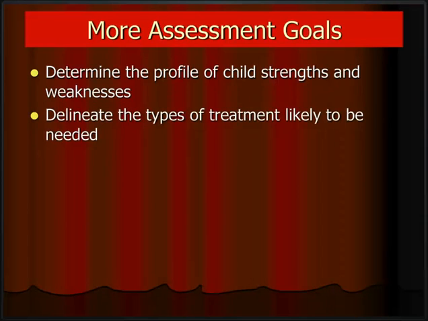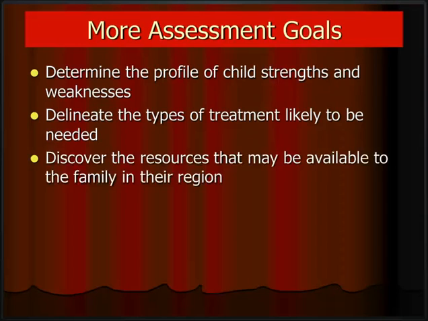Now also, one goal of the evaluation is to delineate the types of treatment that the child is going to need to address not only their symptoms, but also their comorbid disorders and the various domains of impairment that one has identified. And then, of course, it's very useful to discover what resources are at the parent's disposal within the community in order to address these particular issues. Parents in rural areas may not have access to the same kinds of services in that region that parents living in urban areas are likely to receive, such as, for instance, with behavioral parent training or receiving consultation from a child psychiatrist.